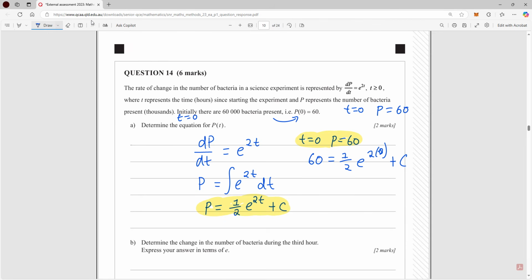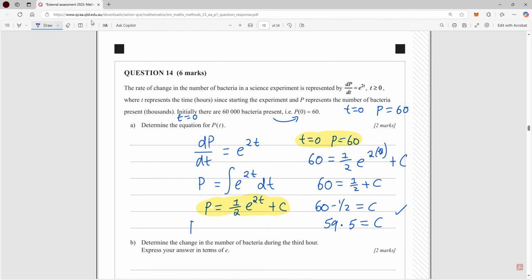Now, this bit here is just going to turn to e to the 0. Now, e to the 0 is just 1. So here we actually have 60 equals a half plus c. It's a half plus c. Then we have to move the half to the other side. So 60 minus a half gives you c. So all we're going to have pretty much is 59.5 as c. Okay. So here, now I actually have an answer to the question.